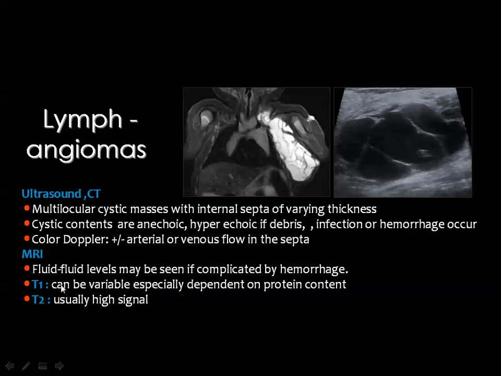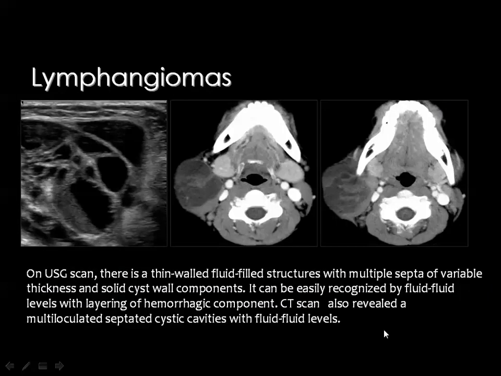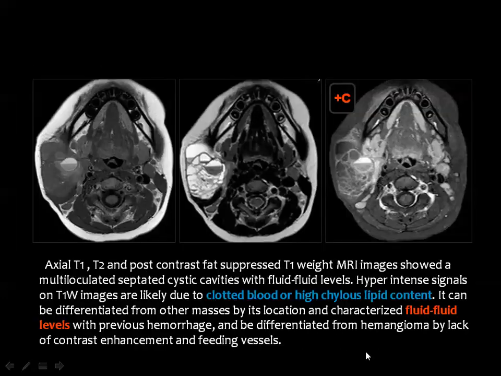MRI will show fluid signal, low signal in the T1 and high signal in the T2. But one of the best diagnostic criteria is the presence of fluid levels on MRI due to sometimes the presence of proteinaceous contents or hemorrhage. Ultrasound, CT, and MRI are diagnostic of lymphangioma by the presence of a multilocular cystic lesion with some debris inside and minimal enhancement of the septations.